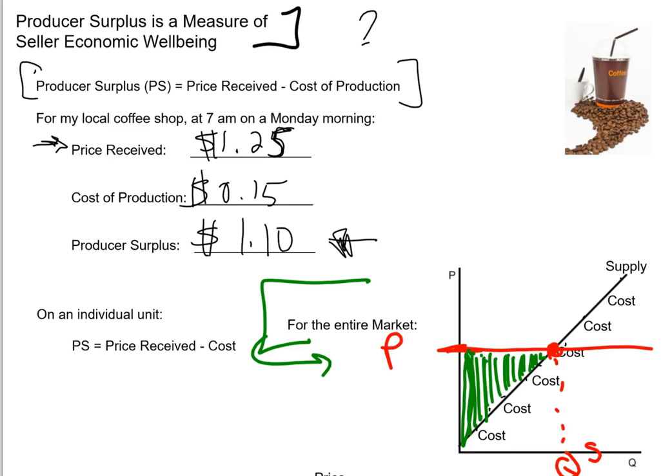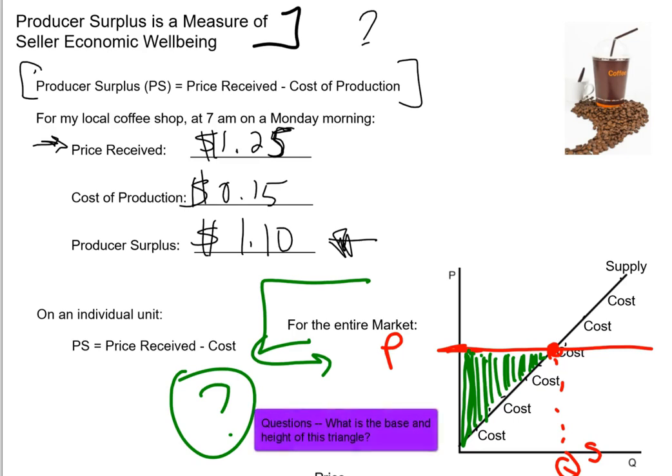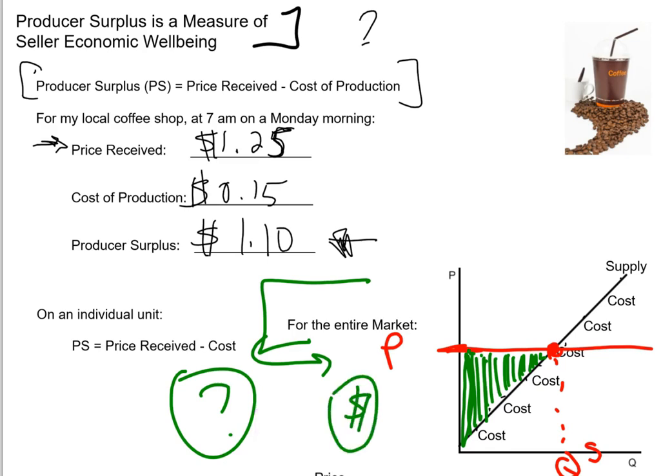For the entire market, it's a triangle. So again, one half base times height, but now think for a second, what is the height and base of this triangle? And when you calculate this producer surplus, it's going to tell you the total dollar amount that producers bring in from sales above their economic costs. So in a sense, it's a way of talking about how well off producers are.